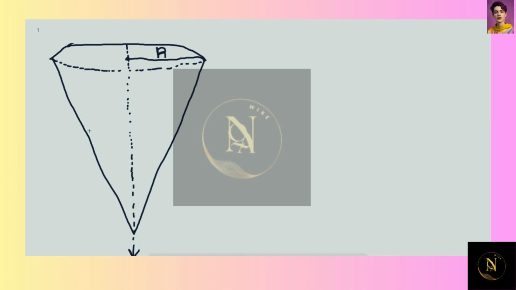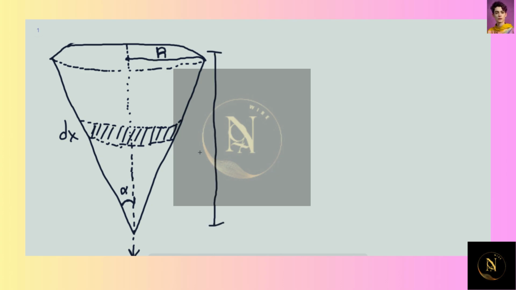And then we have this thickness associated with this cone. And this thickness changes as you go up the cone. So we can say that this is dx. We're going to say that this angle here is going to be considered alpha. And then we have the height of this entire cone. This is going to be considered h, height. And this vertex here, we're going to label this vertex A.